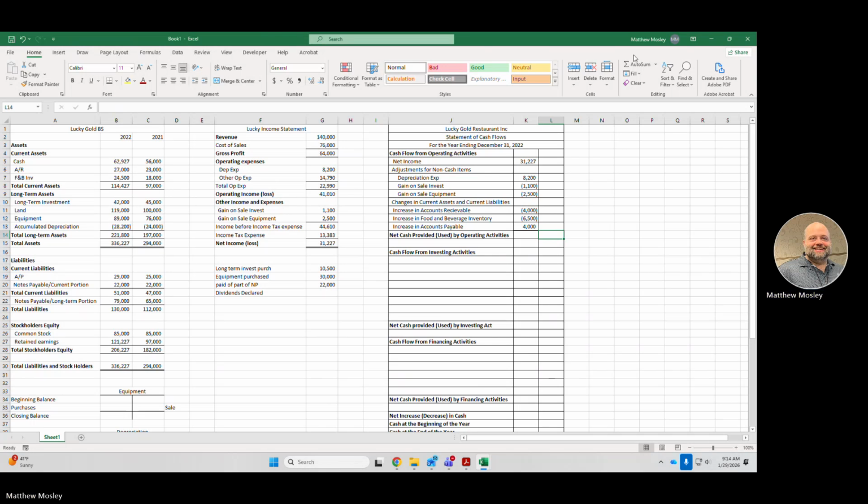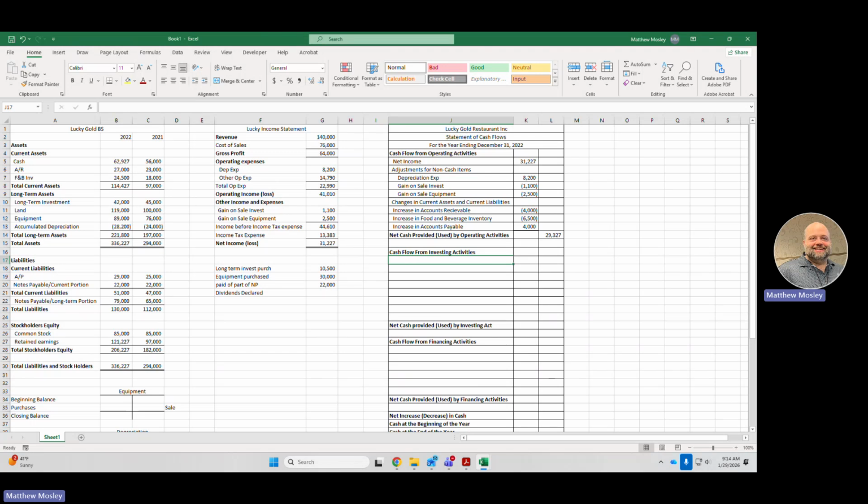And what we're going to do is equal sum, and highlight all those things, because the positives get added in, the negatives get taken out, and we're going to come up with a net cash provided or used by operating activities. If it's used, it'd be in brackets. 29,327. Okay? Now, give yourself a space in between. I really encourage you to set up your statement of cash flows the same way I have.